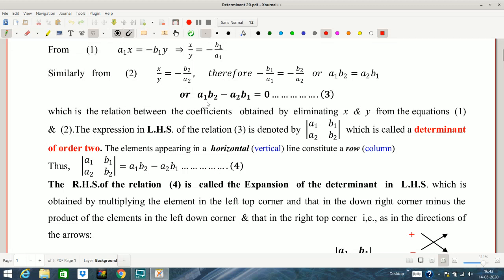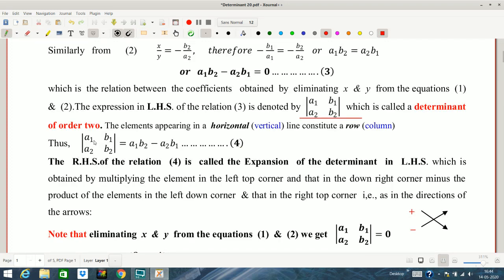This left hand side a1 b2 minus a2 b1 of the relation number 3 is actually denoted by this symbol, a1 b1 a2 b2 between two vertical lines, which is called a determinant of order 2 or second order determinant. Here the elements appearing in a horizontal line, a1 b1 and a2 b2, constitute rows of the determinant, and the elements a1 a2 and b1 b2 appear vertically and they constitute columns of the determinant. Here we get 2 rows and 2 columns. That's why it is a determinant of second order.